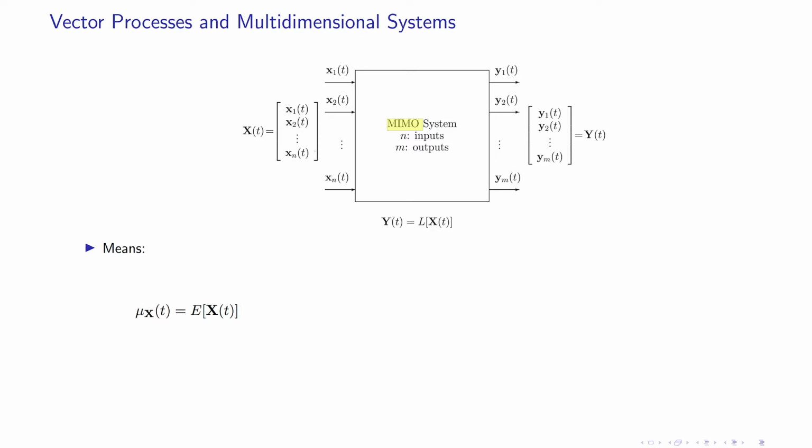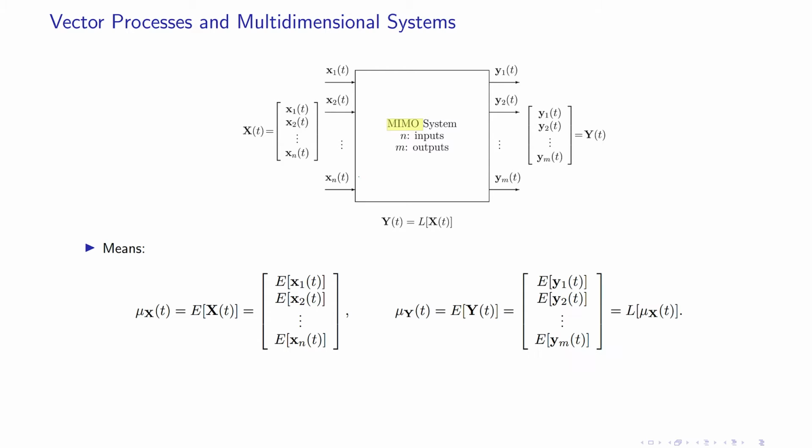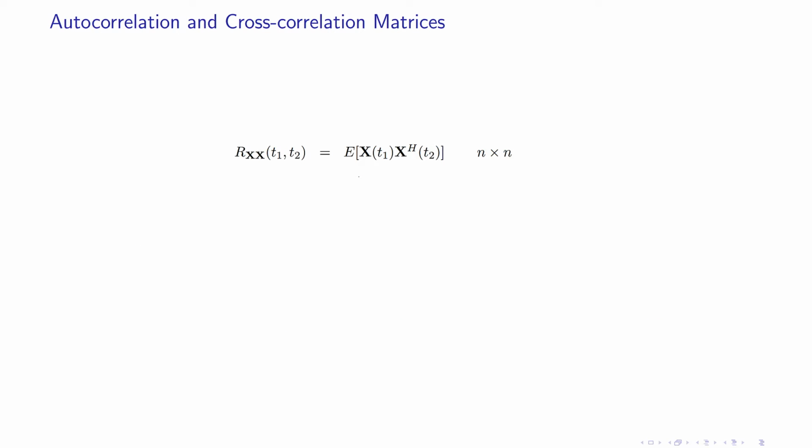So the mean of the input is defined as mean of these random vector, which is also a function of time. Mean of the output is also similar. So it's kind of like the cross correlation of the input with itself is equal to, because these are column vector, and if they are complex, I put a Hermitian. Remember that Hermitian of a vector is equal to the same vector transposed and also complex conjugated. So this is a column vector, this becomes a row vector. When you multiply them, it becomes a matrix.